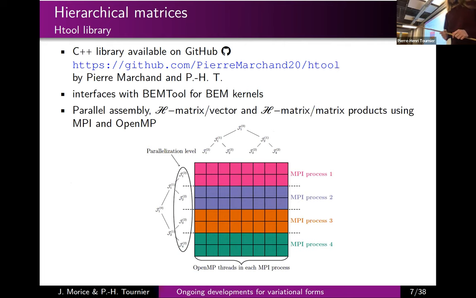And so this is the second library that is interfaced with FreeFEM in order to do that. This is HTool, which is a C++ library written by Pierre Marchand and myself. It interfaces with BEMTool to compute the coefficients and build the H-matrix corresponding to your discretized variational BEM form. And it is also a parallel library, which makes use of MPI and OpenMP to accelerate the computation and distribute the data between computing cores.